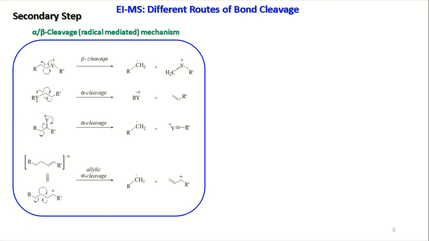One is the alpha beta cleavage, and it can be radical mediated. The mechanism can be radical guided. Suppose you have a molecule like this. This is an alpha bond, this is an alpha bond, this is a beta bond. And this is a heteroatom, that means you have non-bonding electrons. So if you bombard with electrons, you have a dot plus generation.